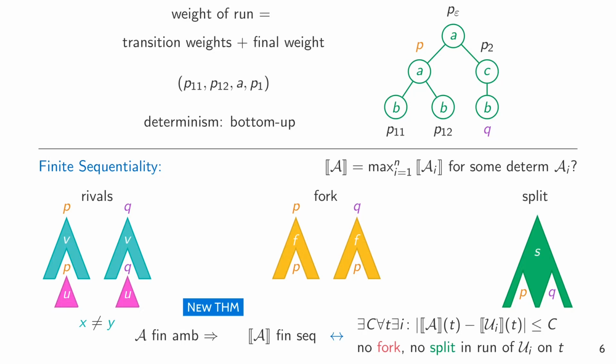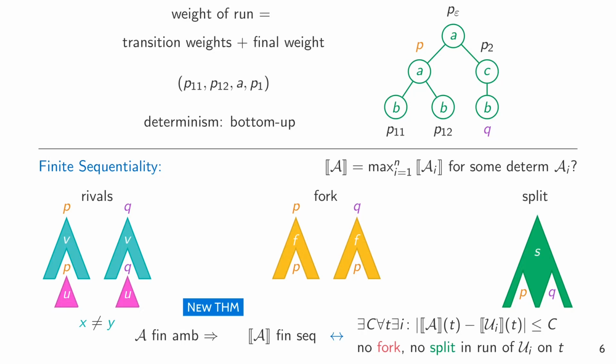And furthermore, on the run of this unambiguous automaton, there should be no fork and no split. So we should not go from a rival P to a rival Q using a fork, and no two rivals should occur in different subtrees. So if now we say that a run is good if there are no forks and no splits on this run, then this condition says that our automaton should be approximated by good runs of these unambiguous automata.